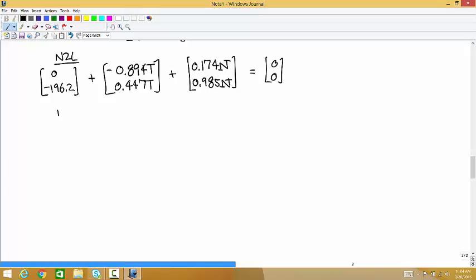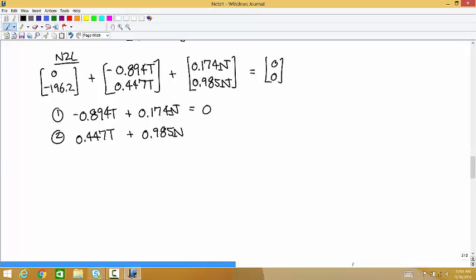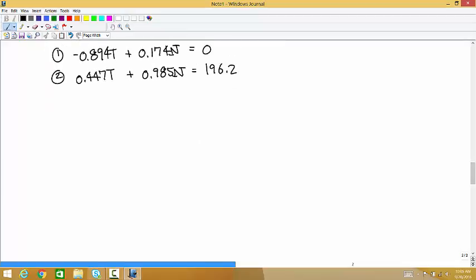And so we get a first equation that says negative 0.894 T plus 0.174 N is equal to 0. And the second equation says 0.447 T plus 0.985 N is equal to 196.2. This is a small system, so you could do this by substitution, but you can always do it by reduced row echelon form.